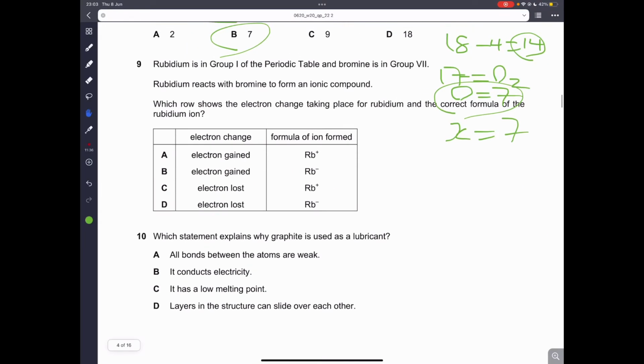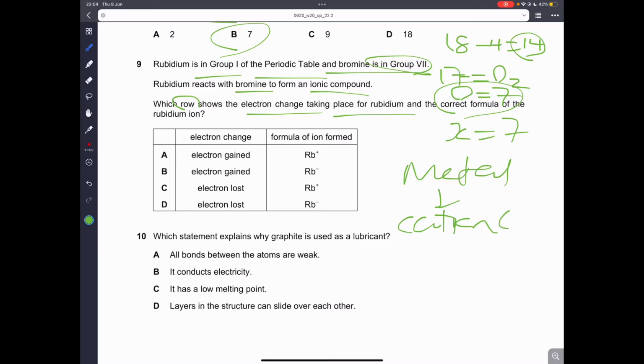Rubidium is in group 1 of the periodic table. Bromine is in group 7. Rubidium reacts with bromine to form an ionic compound. Which row shows the electron change taking place for rubidium and the correct formula of the rubidium ion? Remember, rubidium is a metal, which means it always forms a cation, a positively charged ion. And if they form a positively charged ion, the electron is going to be lost. So the formula is going to be Rb+. So C is the correct answer.